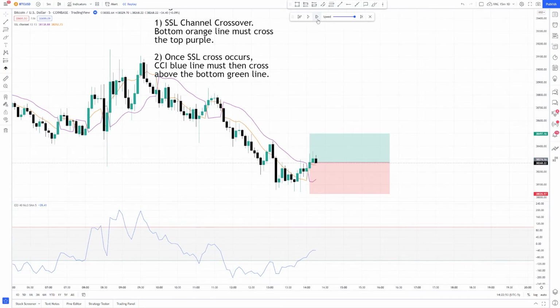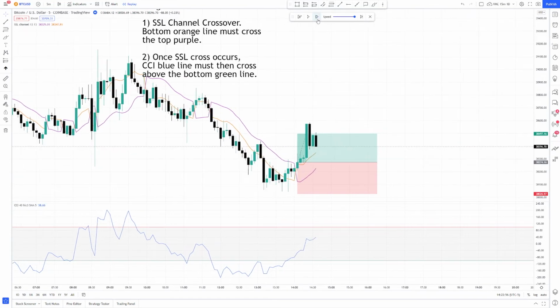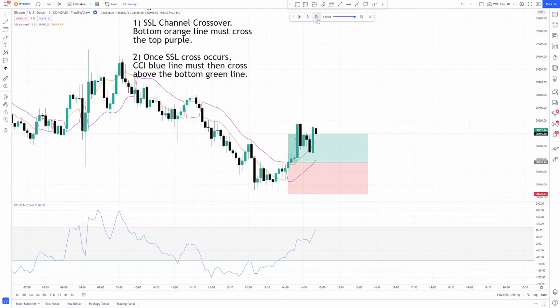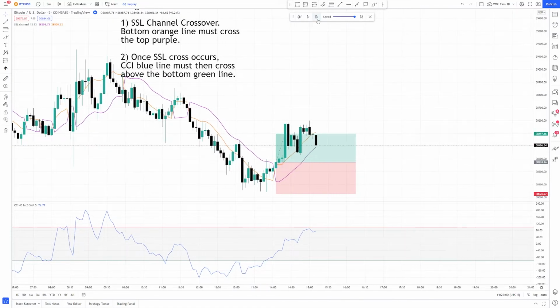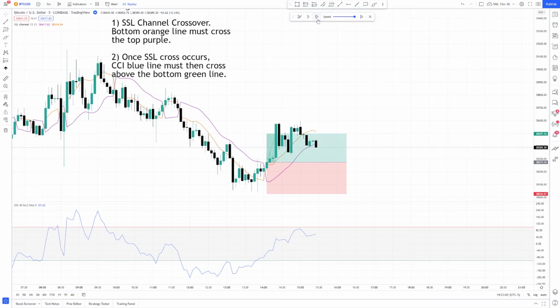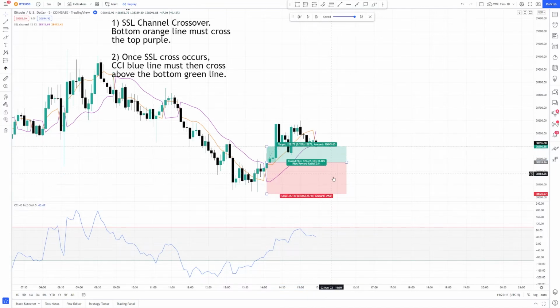Instead, we're going to let this play out until the orange line crosses below the purple. We would exit our trade right here. So it would be a 0.5. If we're risking $100, this would be a $50 reward.